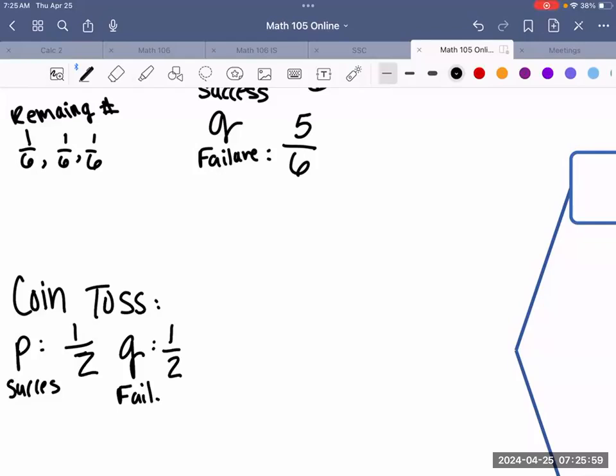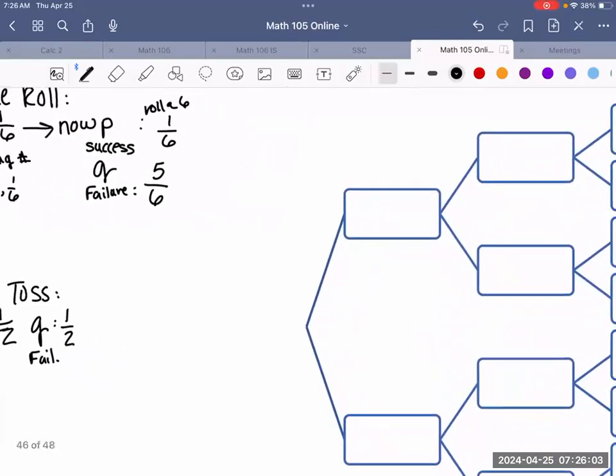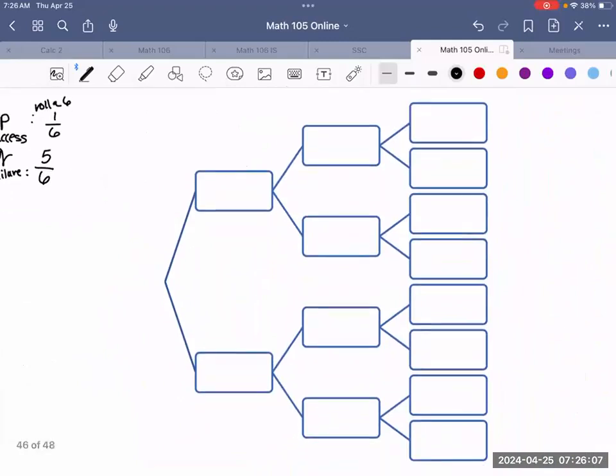what are these called? Bernoulli trials. So what I'd like you to do now is to pause the video and see if you can come up with the sample space of all of your coin tosses, a toss being 3 times.